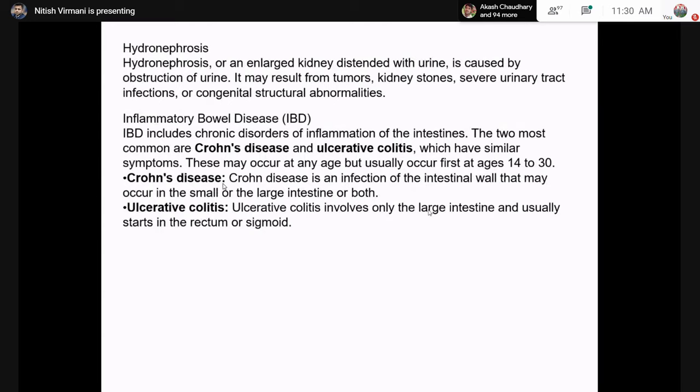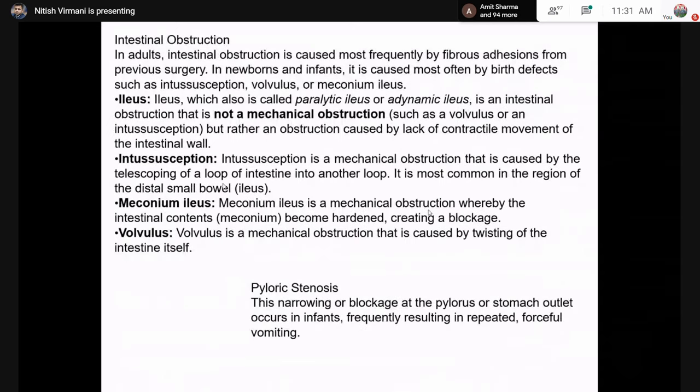Next is inflammatory bowel disease. Inflammatory bowel disease includes chronic disorders or inflammation of the intestine. The two most common are Crohn's disease and ulcerative colitis, which have similar symptoms. Crohn's disease is an inflammation of the intestinal wall that may occur in the small and large intestines as well. Next is ulcerative colitis, which involves only the large intestine and usually starts with the rectum and sigmoid. So next we have the intestinal obstruction.